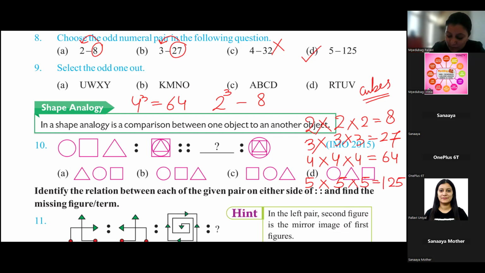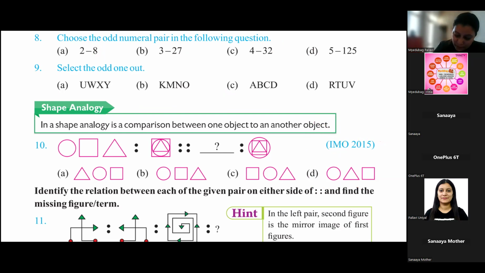Okay, ma'am. Okay, Sanaya, got it? Yes, ma'am. Okay, let's see the ninth one now. Ninth one, Sanaya, you answered it correctly. Now let Shivam also try the ninth one.